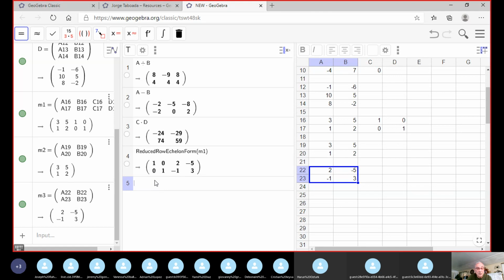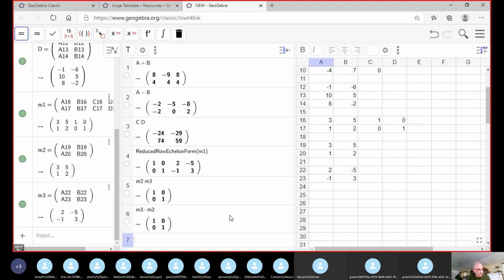Let's do the multiplication M2 times M3. Question mark because it doesn't match in the dimension. Boom. Do you see the identity matrix? And let's do it in the opposite order. M3 times M2. Enter again. Boom. Identity matrix. Super.